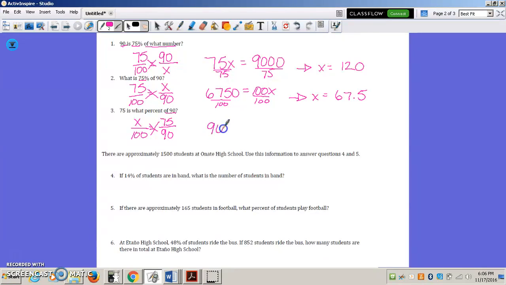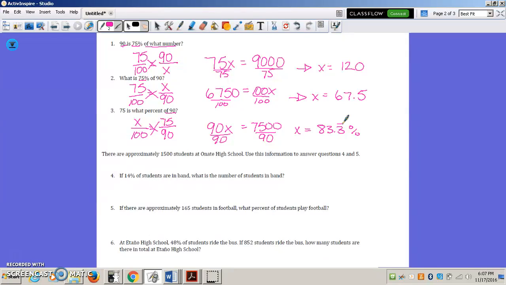So that leaves me with 90x, and then 75 times 100 is 7,500. Divide both sides by 90, and my final answer turns out to be x equals 83.3, which means that my answer, 75, is 83.3, sorry, that's 83.3 repeating, 83.333% of 90.